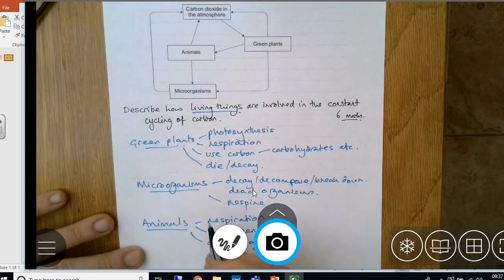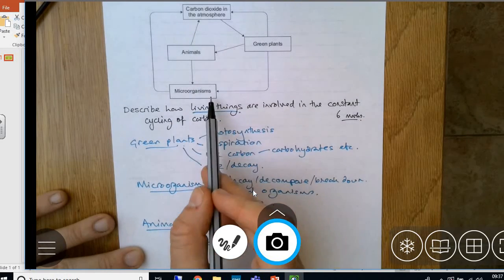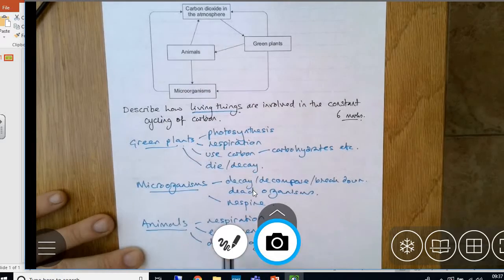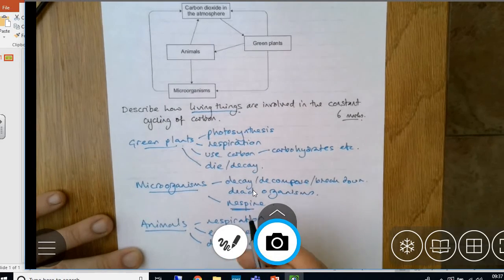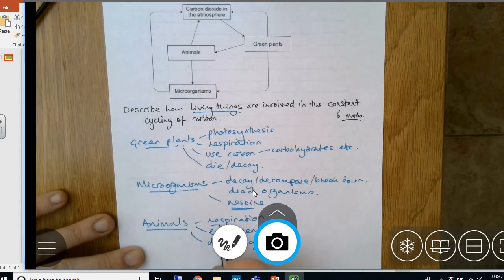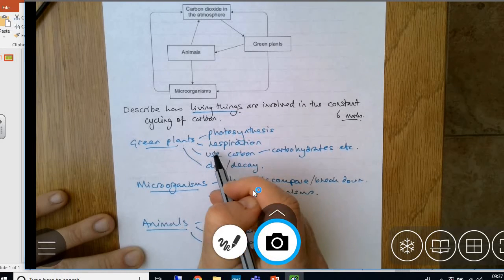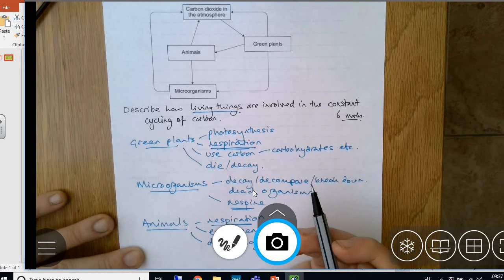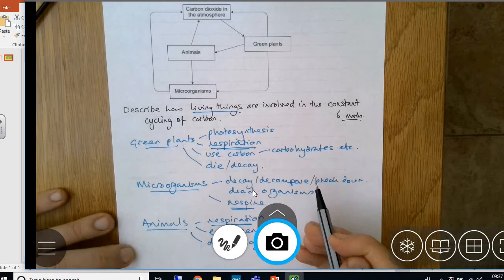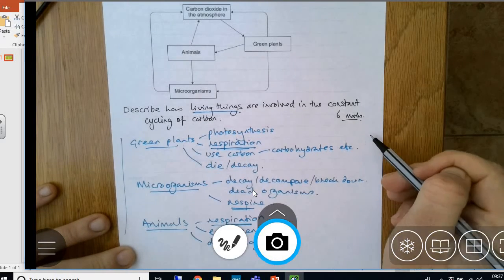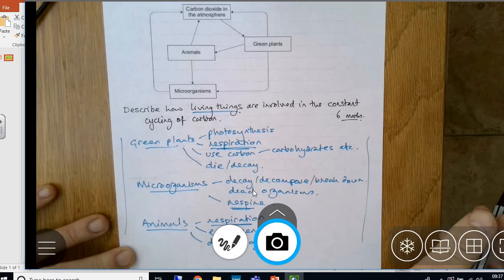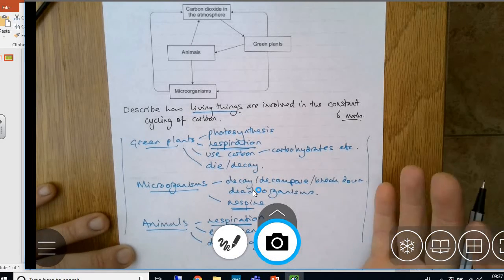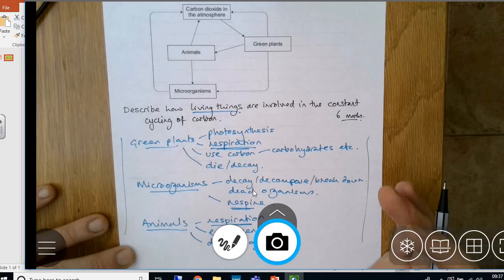So carbon dioxide in the atmosphere, we can see, comes from microorganisms. We've just said about that here. It comes from animals, and it comes from green plants. So all we need to do now is to use that information that we've collated and put it into a convincing argument talking about some of these processes.